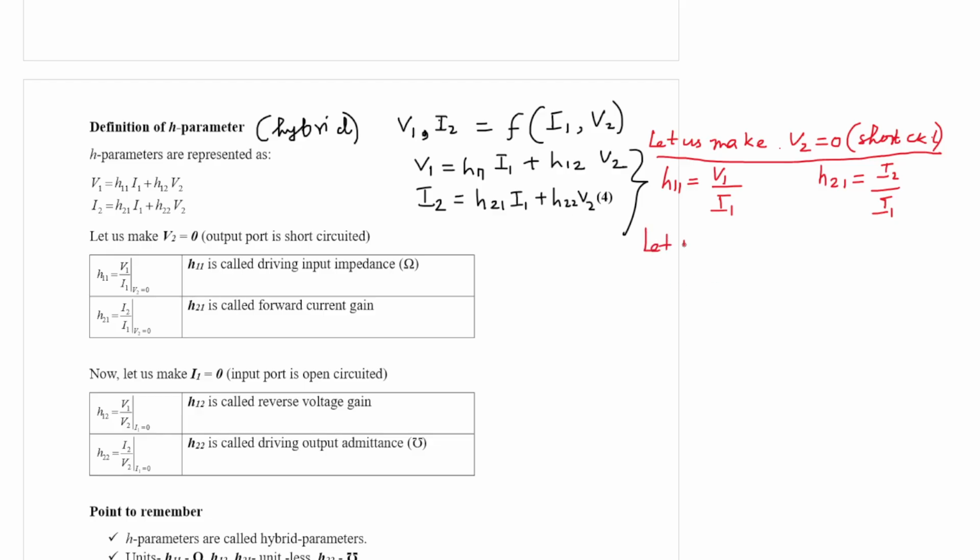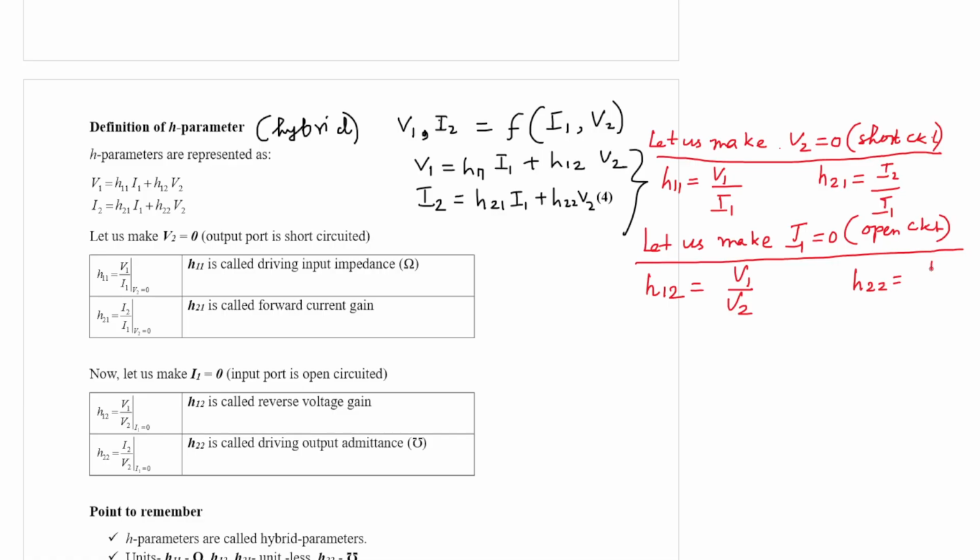Now let us make I1 equal to 0. That means we are open circuiting the input port. With that, H12 becomes V1 by V2, and H22 becomes I2 by V2. So we have this definition.